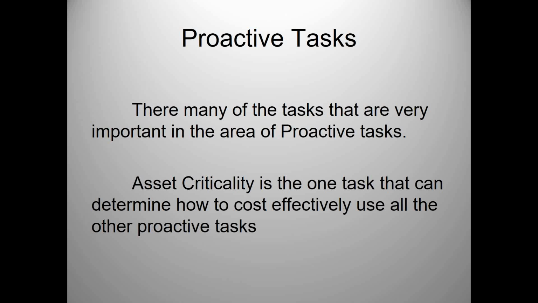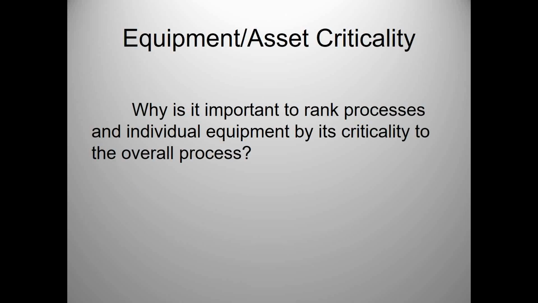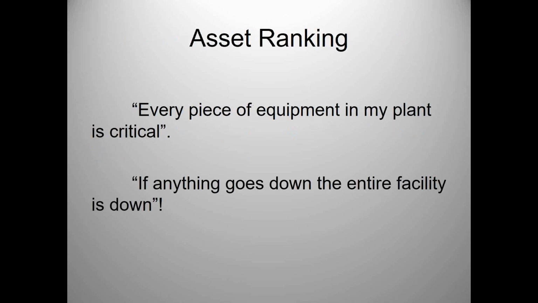And it was very cost effective and very efficient. So again, I always ask this question, and companies actually ask me this question: why is it important to rank your processes and rank your individual equipment by its criticality to the overall process? Why do we want to do this? Because I hear comments all the time, every piece of equipment in my plant is critical, because if anything goes down, it shuts the entire facility down. Well, that may be true, but there's some examples of factors around that.